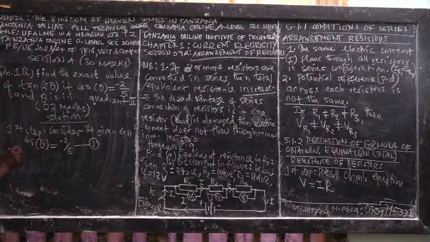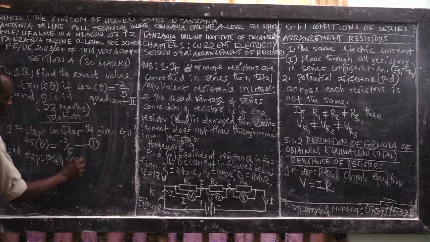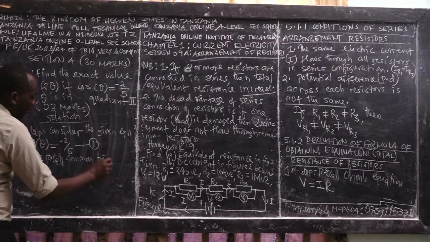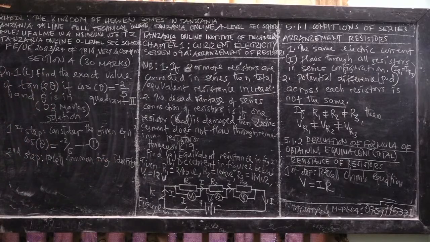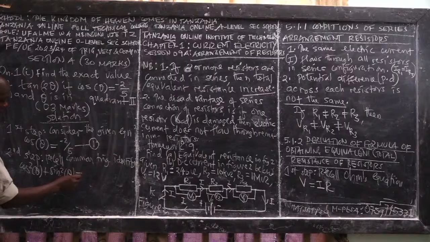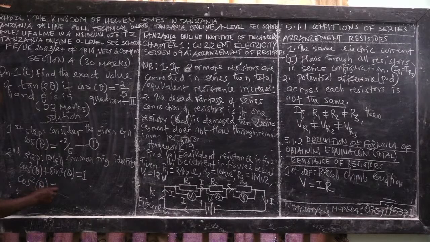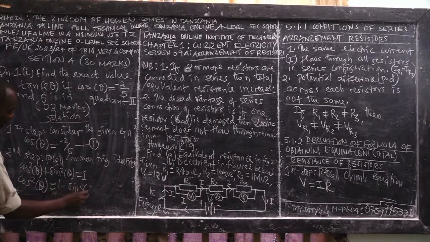Afterward, we cannot do anything with that equation, we must recall other trig identities. Second step, recall common trigonometric identities. For the matter of time, we will just say trigonometric in short. What are the common identities? Cos square theta plus sin square theta is equal to 1. Here we have been given cos theta. Make cos theta the subject, so we have cos square theta is equal to 1 minus sin square theta.